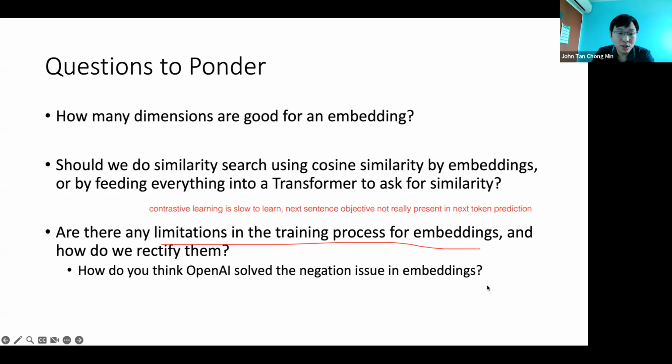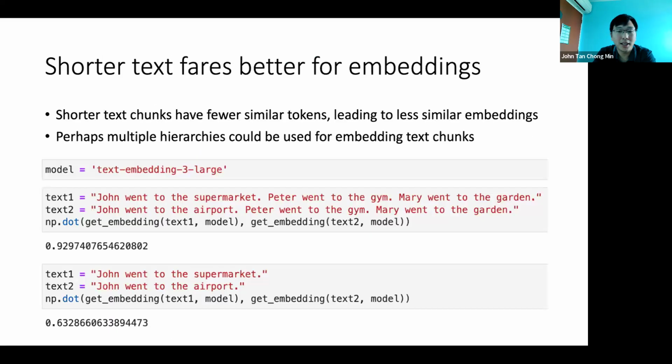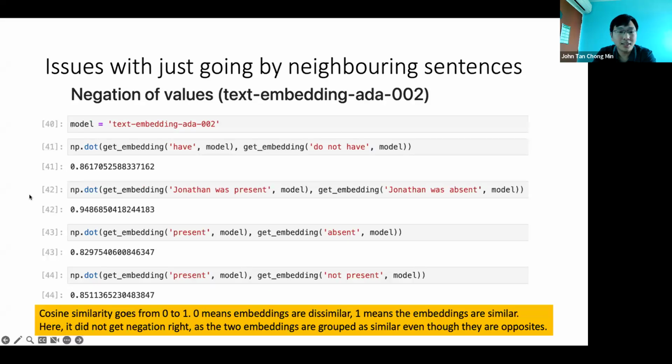Before we end today, I just want to show you something. Let me go back to the slide. There's actually a new embedding model by OpenAI. You can see that in text-embedding-ada-002, stuff like have and do not have are given quite a high similarity score. A similarity score of 1 means the most similar. Jonathan was present, was absent is given a score of 0.94. Present, absent is 0.82. Present, not present is 0.85. These are high values; above 0.7 is generally quite high for embeddings. So it means that it treats the negation and the non-negated sentence about the same, right?